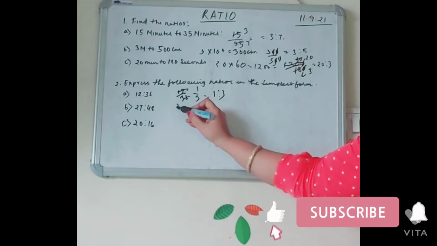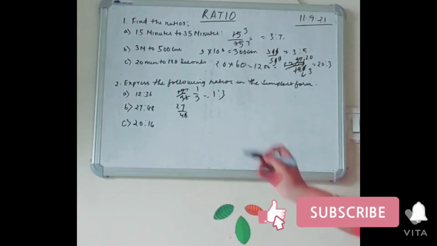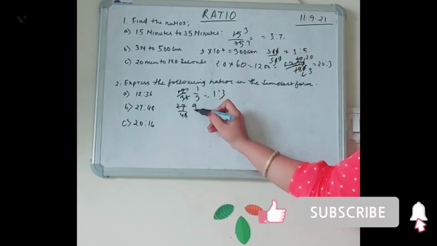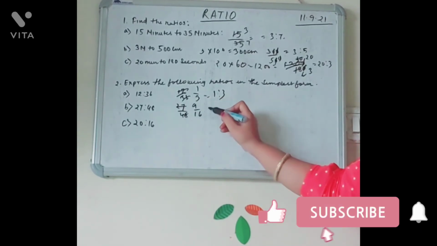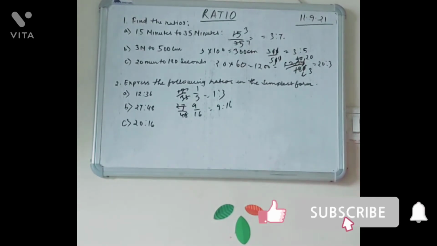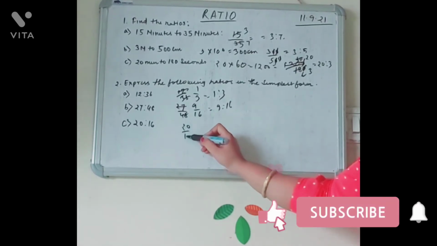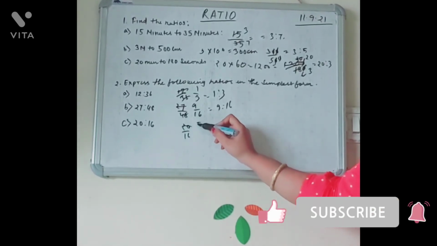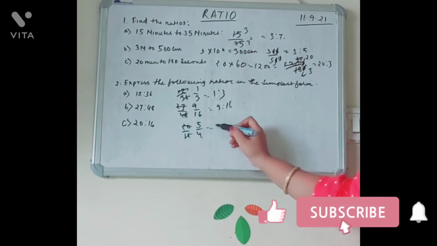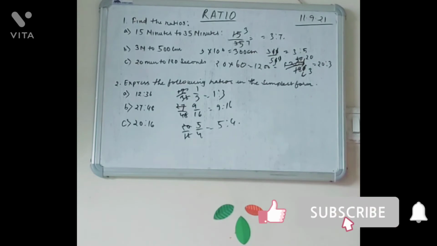Now 27:48. We can divide it with 3 at first. 3 9s are 27, 3 16s are 48. So 9:16 is the ratio in its simplest form. Now 20:16. So 20 by 16, we can divide it by 4, that is 5 by 4. So the simplest form is 5:4. So these are the simple sums of how we can solve the ratio.